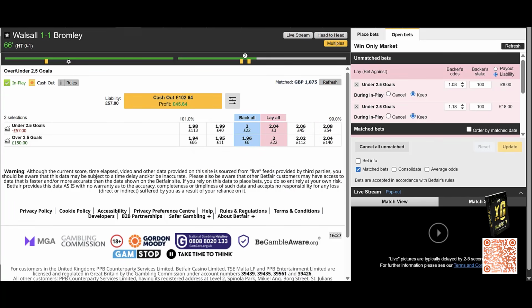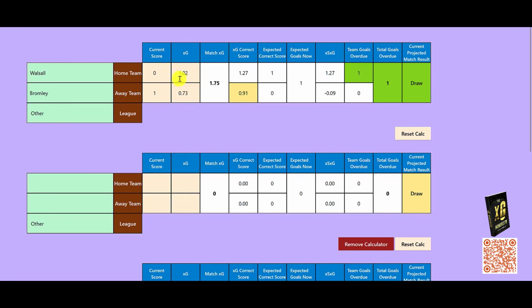So let's quickly see what the data says. So I put in the new XG numbers. Now let's put in the current correct score, which is 1-1. And so we are exactly where we should be. Okay, there's nothing wrong with the result. Okay, more stuff could still happen. We're not saying that it won't, but is there an angle into the market? Current projected match result is a draw. It is a draw. Total goals overdue is 0, so we're not really expecting more goals.